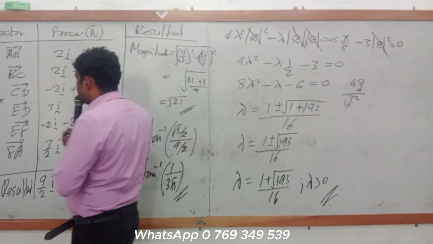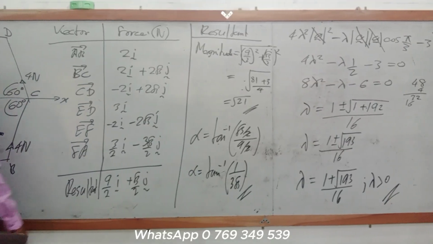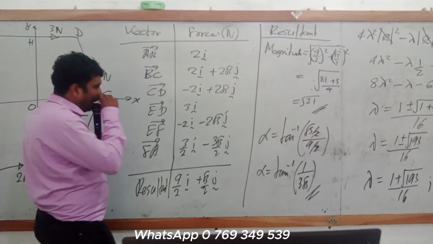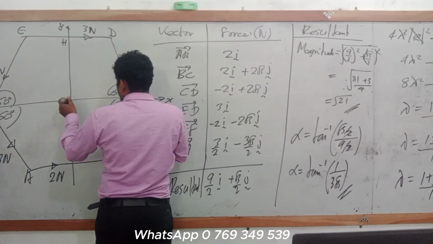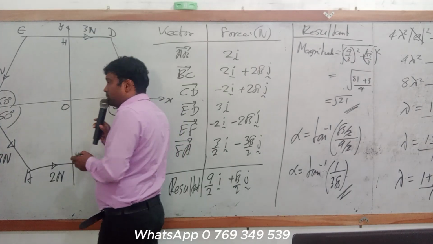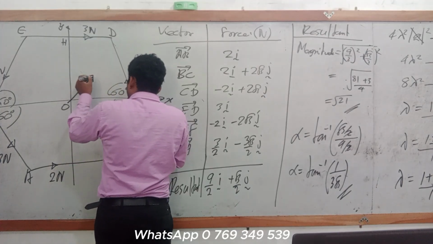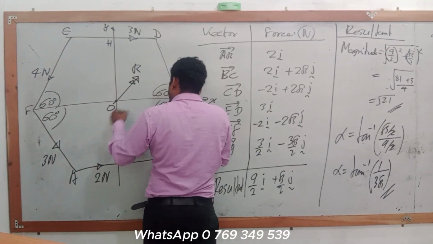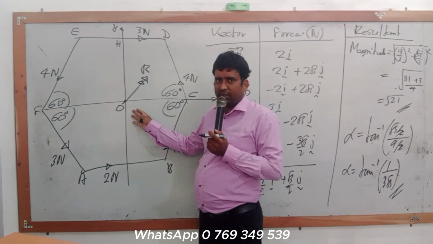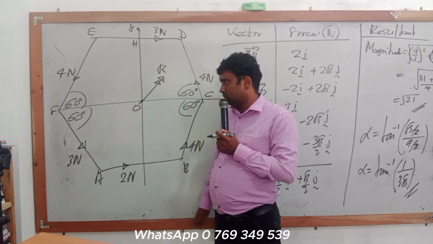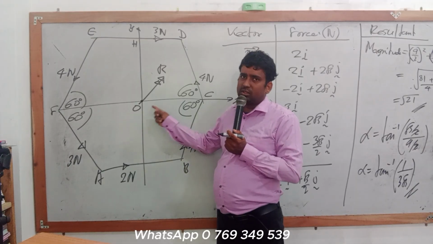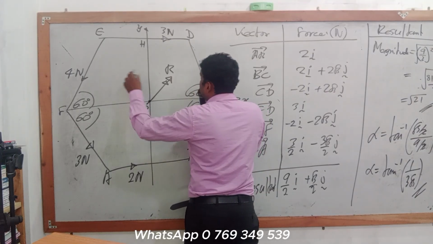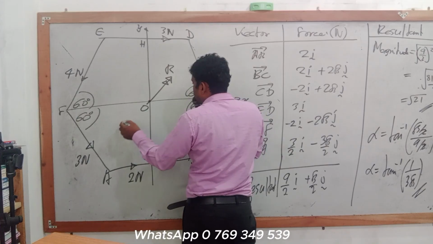Now we have to find the couple, no? We don't know where the resultant is going. This resultant should go through O. Therefore, we can take the moment around this point, which should be 0, right? I'm taking that in the clockwise sense. These all things are anti-clockwise, no, clockwise sense.